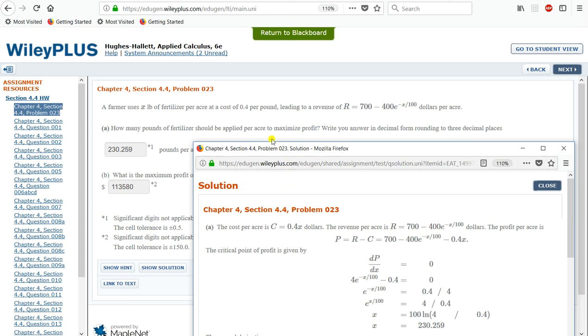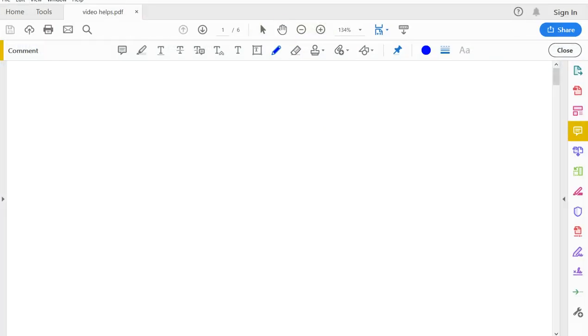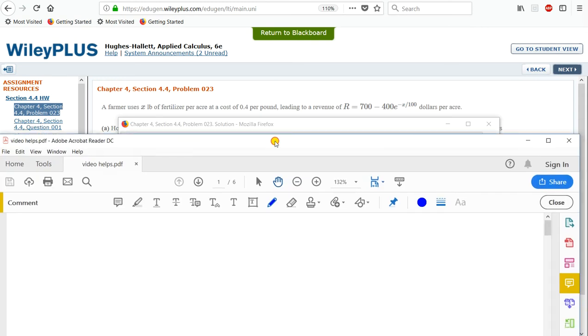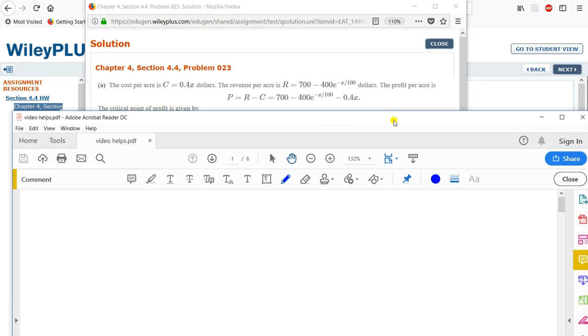Now to find the point to maximize the profits, we must first find the critical point of the profits function. And to find the critical point, you have to find the first derivative of that, and then set that equal to 0 and solve for x. So if you take the derivative of the profits function, dp over dx, the constant 700 becomes 0. Okay, actually let me do it here so you can see.